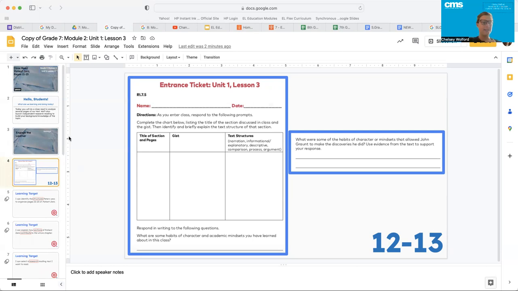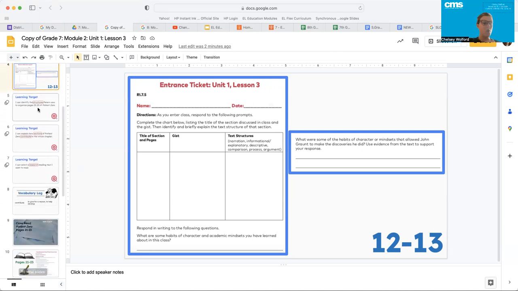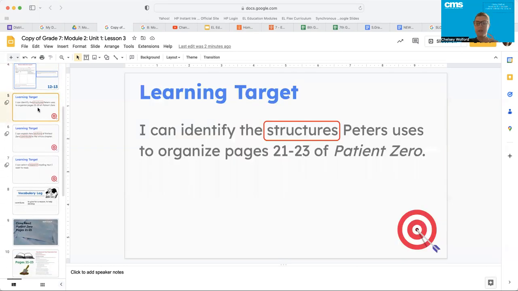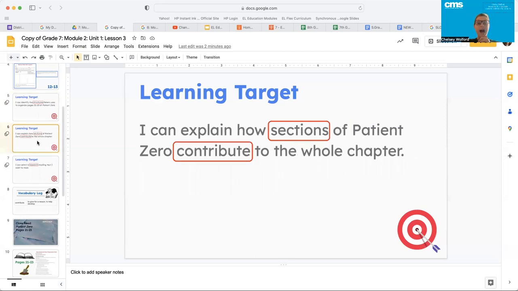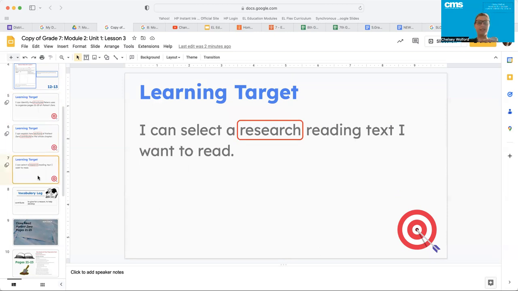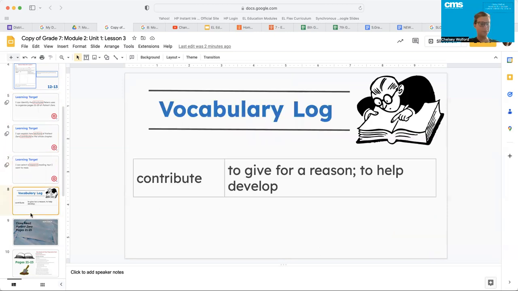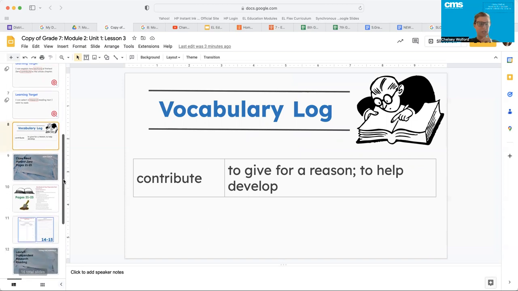All right, guys. So now that you've done that, we have 3 learning targets today. The first one is I can identify the structures Peters uses to organize pages 21 through 23. I can explain how sections of Patient 0 contribute to the whole chapter. And I can select, we're not going to do this one, scratch this one. All right. One vocabulary word I need you to add today is contribute, to give for a reason or to help develop. Go ahead and pause the video and add that word now.